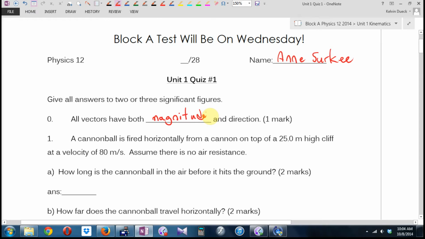Number 1, I called this first one question 0 because I was just throwing a freebie in there, I hope. A cannonball is fired horizontally. This is important, so I would underline that. From a cannon on top of a 25-meter high cliff.